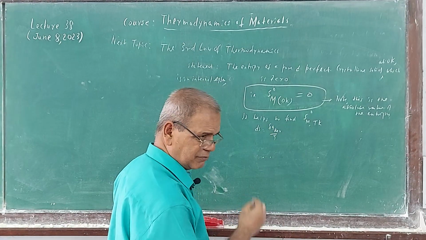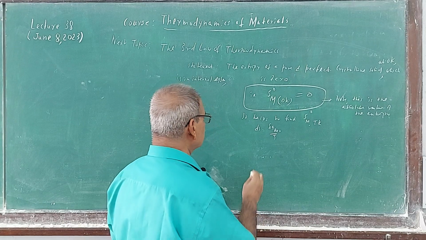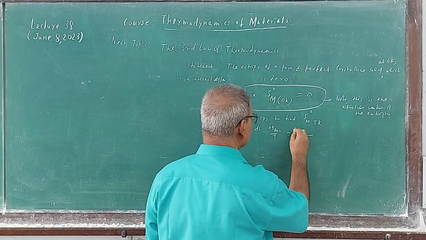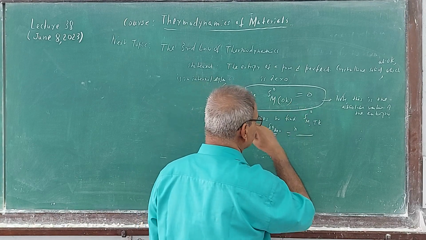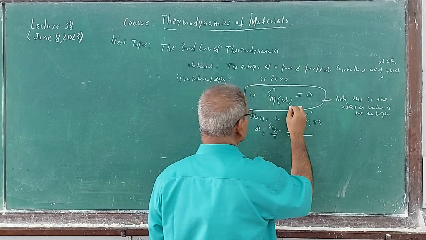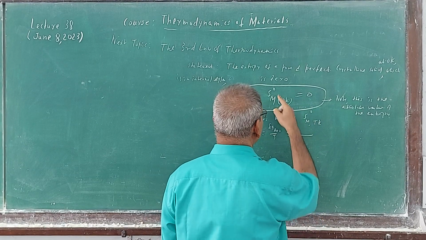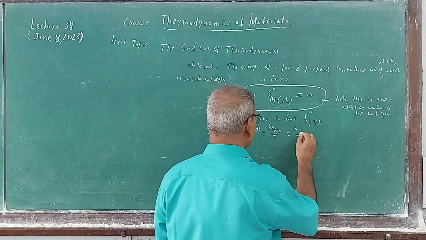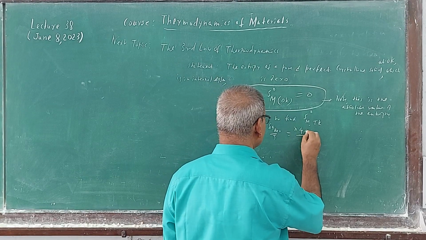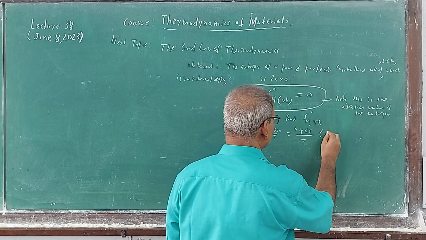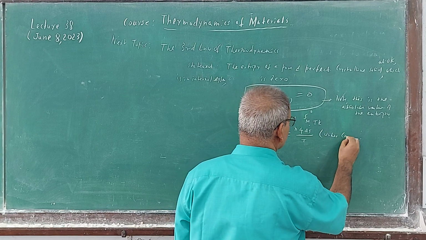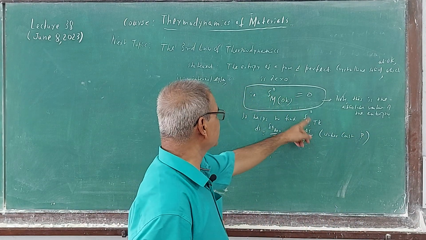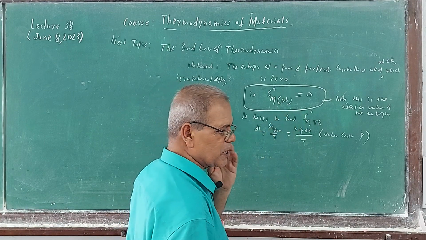I always start this way to give you confidence. dS is dQ reversible by T. Say constant pressure. Standard state means 1 atmosphere pressure, right? So I'm writing N Cp dT by T under constant pressure. That means these are at the same pressure, so 1 atmosphere pressure you may consider.